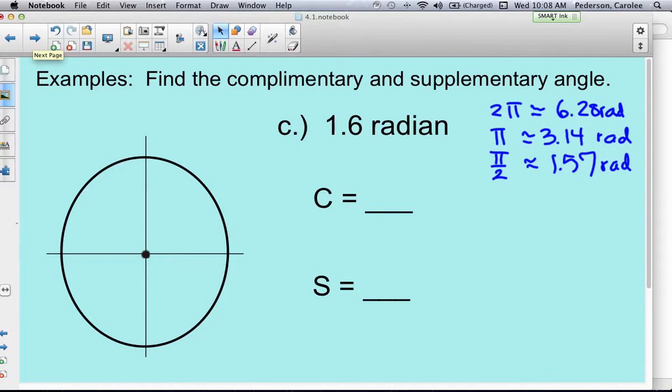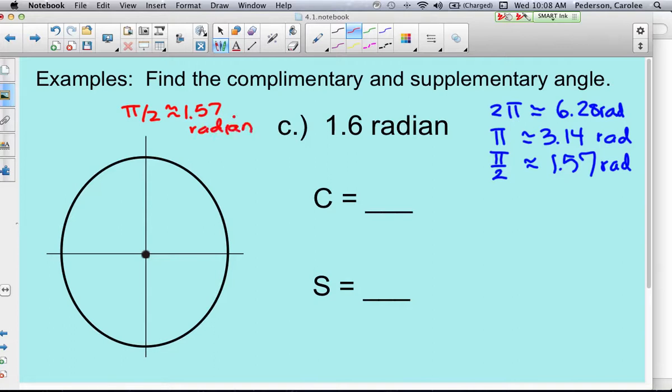So let's graph 1.6 radians. So we said pi over 2 is approximately 1.5 radians. We have to go a little bit more than that. Do you agree? We have to get to 1.6. So here's my initial. I'm just right over that. So there's my angle theta. So is there a complement? Nope, no complement again.